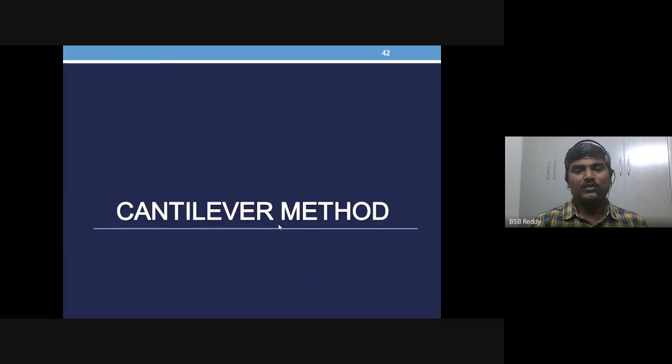My dear students, in the last session we started the approximate method called the cantilever method, and we have seen the procedure and the assumptions in the cantilever method. Just to recall once again, the cantilever method has two assumptions. The first is that each and every member in the frame will have a point of contraflexure at the center, the middle of the member.